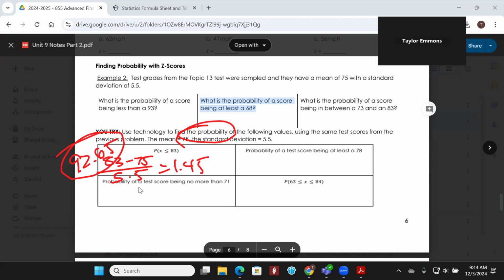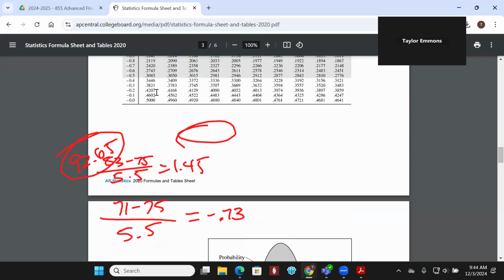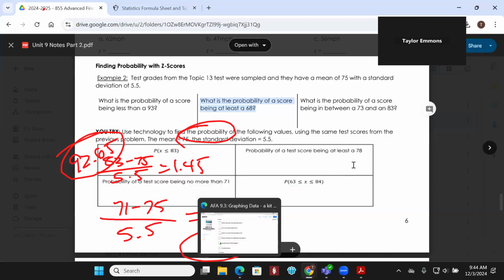The next one, probability of a test score being no more than 71. So 71 minus 75 divided by 5.5. That's negative 4 divided by 5.5, which is negative 0.73. Go into our table, we go to the negative section. 0.73, that's 0.2327. That's 23.27%.